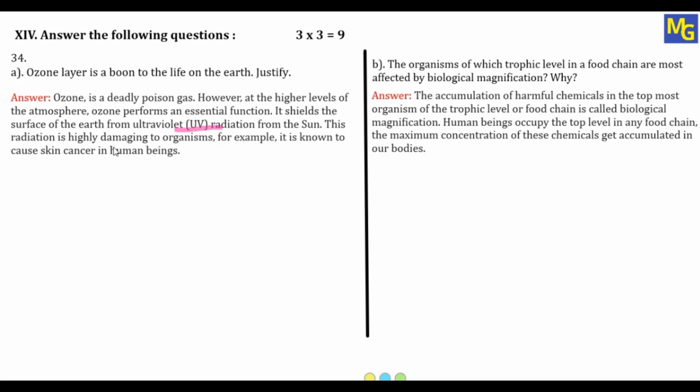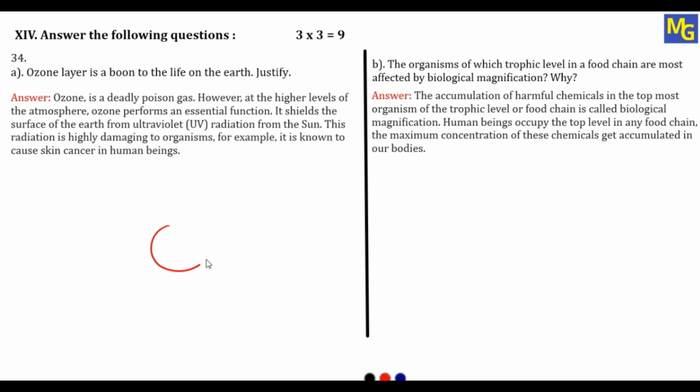This radiation is highly damaging to the organism. Actually, this UV radiation is very dangerous to the organism because it causes skin cancer, especially in human beings. And because this ozone layer is preventing these radiations from coming to the earth, we all are safe from these UV radiations, and like this we can say that the ozone layer is a boon to the life on the earth.